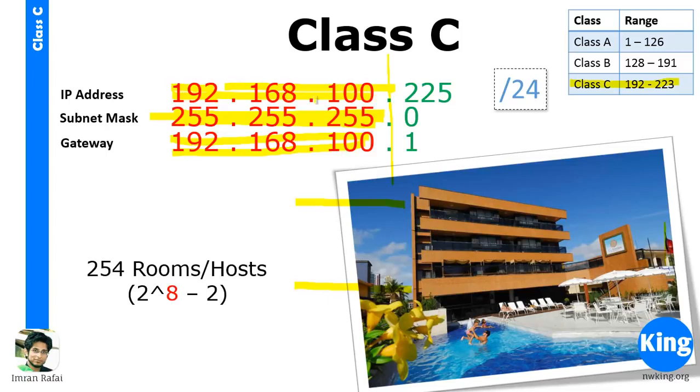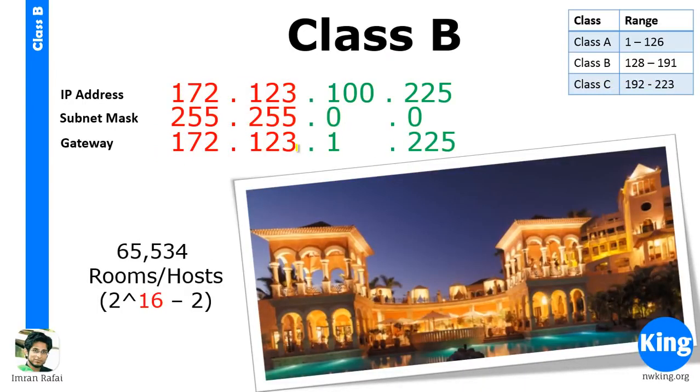The IP address and the gateway should have the same network. Alright, now let's look at class B. Again, if you look at the first octet of the IP address, it's 172. And from the table we know 172 is a class B IP address. So a class B IP address will have a subnet mask of 255.255.0.0. If you remember, class C had three 255s, but class B has two 255s.